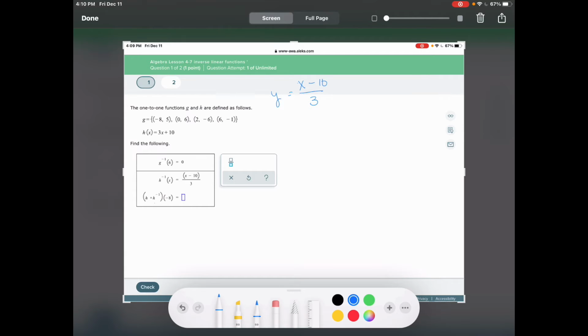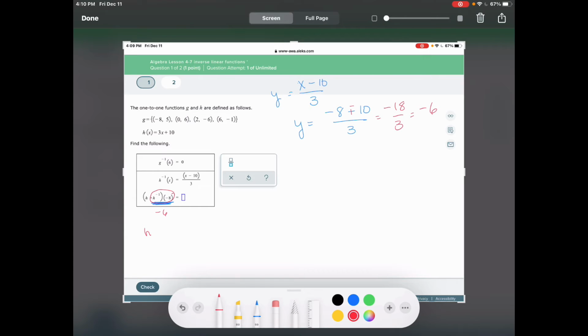Okay, so remember we work from the back to the front. So now I have my inverse. I'm going to plug in a negative 8. So I have y equals negative 8 minus 10 over 3. So plus a negative, I have negative 18 over 3, which is negative 6. So the very first part of this, I always work back to front, is negative 6.